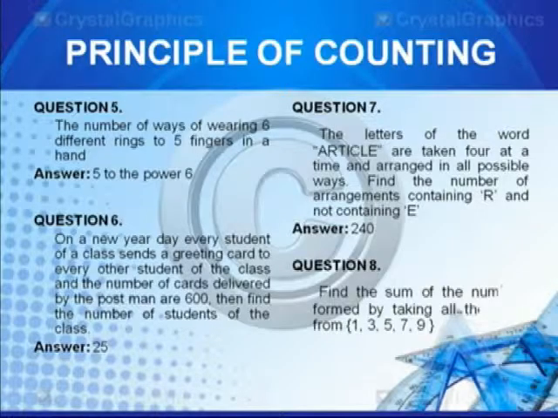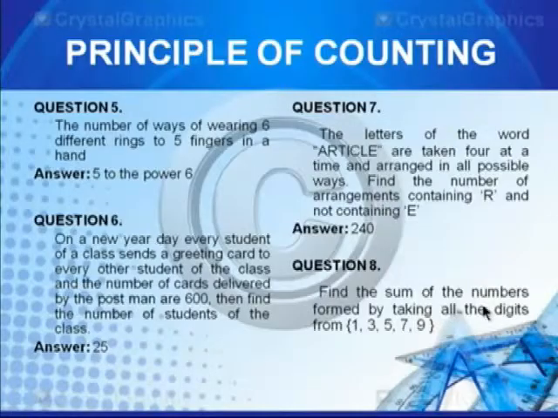Next, find the sum of the numbers formed by taking all the digits from 1, 3, 5, 7, 9. And you have to go through the question carefully, which is very important and also a little tricky. Why you may be attempting such problems.